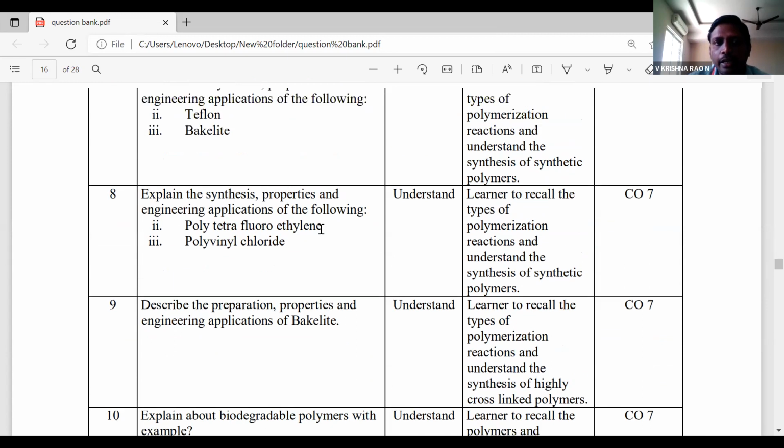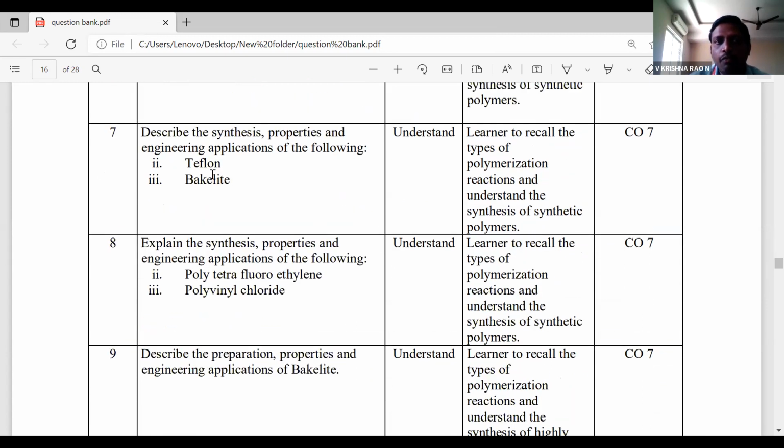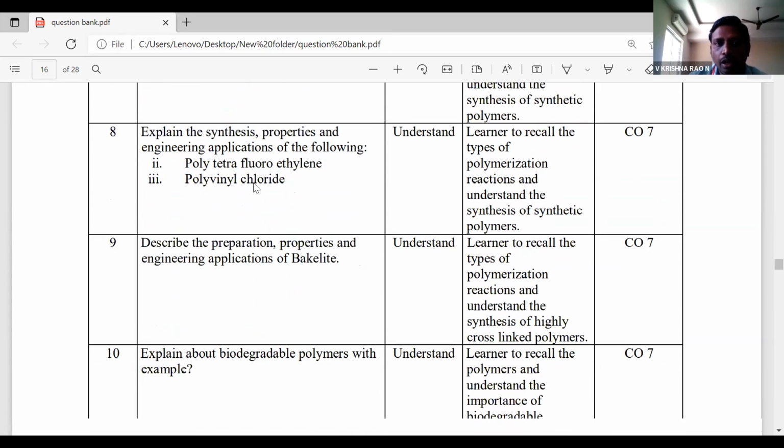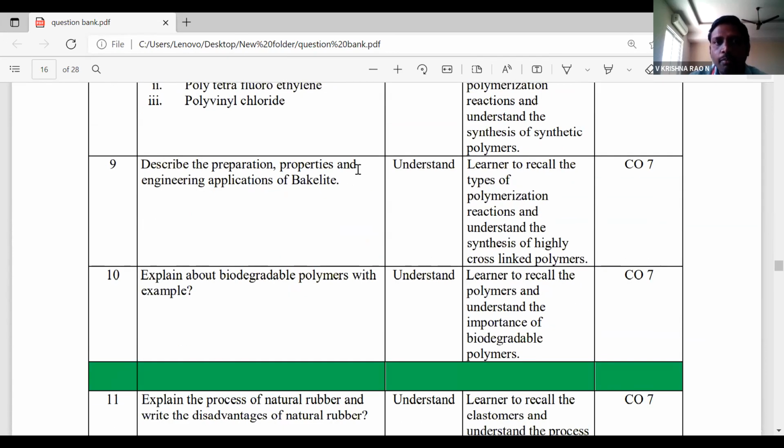Here he is asking directly Teflon and bakelite. Teflon's name is polytetrafluoroethylene, and bakelite is phenol formaldehyde. Another name for bakelite is phenol formaldehyde resin. Here again, preparation, properties, and applications of bakelite. 9th question. Last we have biodegradable polymers. We'll discuss this 10th question in the next class.